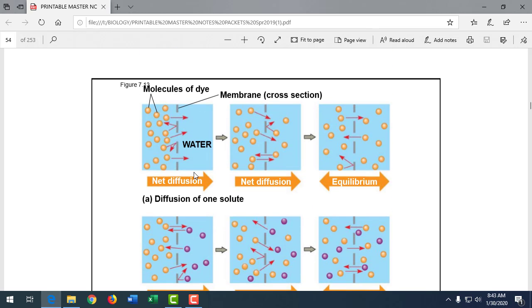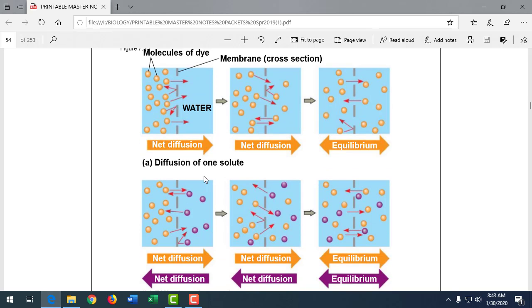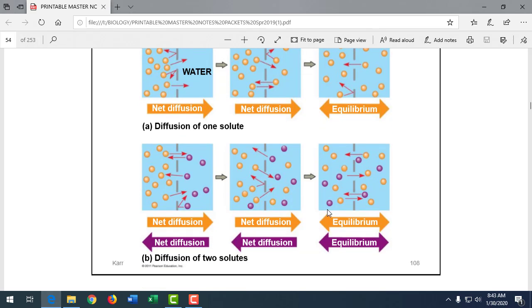So this is just one particular molecule. If we add another solute in there, we see back and forth movement again, but more movement to the left of the purple molecule, right? And then by the end, when we reach equilibrium, both molecules are pretty much on either side, in equilibrium, but there's still a little bit of movement back and forth. Okay.